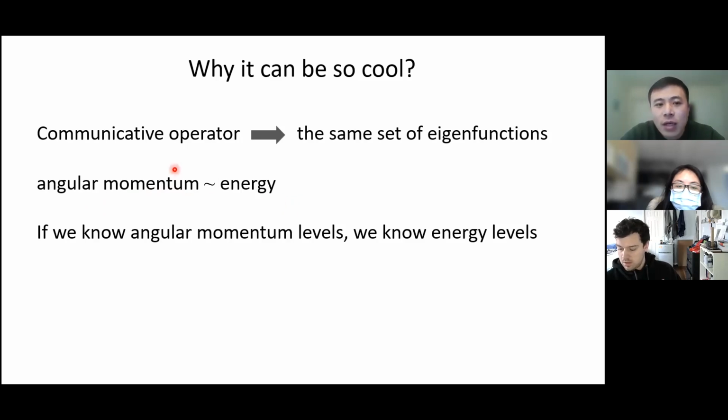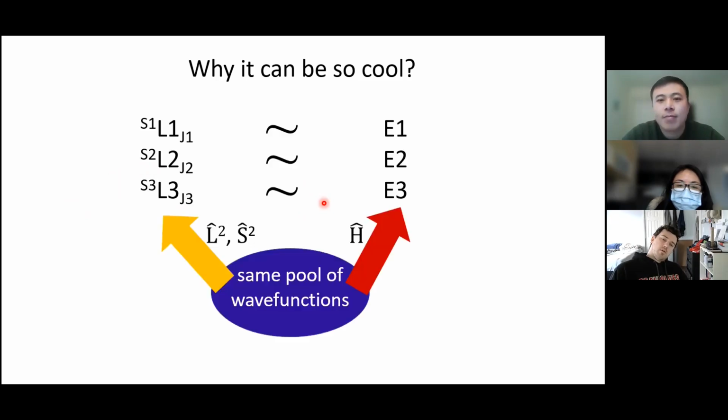In other words, if we can sort the levels of angular momentums, if we can find out how many possible angular momentum levels there are, then we know how many possible energies there will be. Right? This is cool because so far we haven't talked anything about solving the Schrodinger equation, but we're already getting the answer to the energy levels.